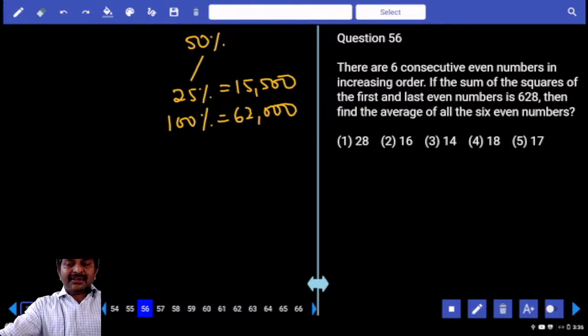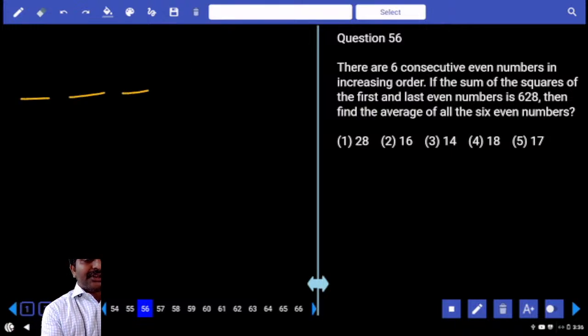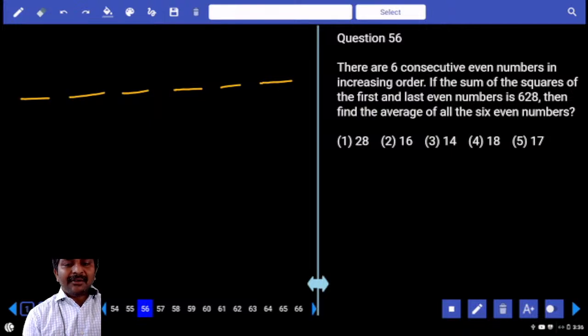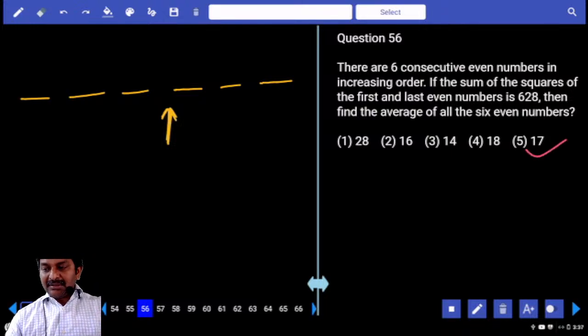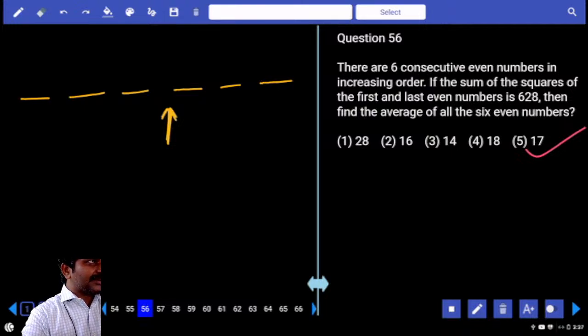There are 6 consecutive even numbers in increasing order. The sum of squares of the first and the last even number is 628. Then find the average of all 6 even numbers. 1, 2, 3, 4, 5, 6. 6 even numbers are there. They are in ascending order and they are consecutive numbers. And we were asked to calculate average. Average should be here only. Middle number. If all are even numbers, middle number is that even or odd? Odd. So answer must be odd number. Go to options. There is only one odd number, 17 final answer.